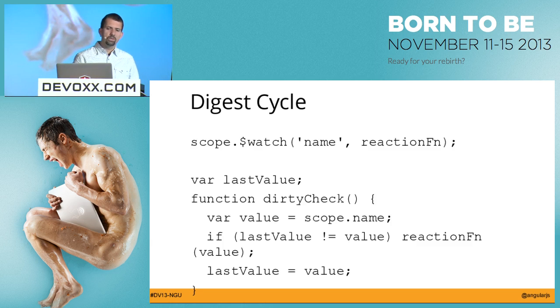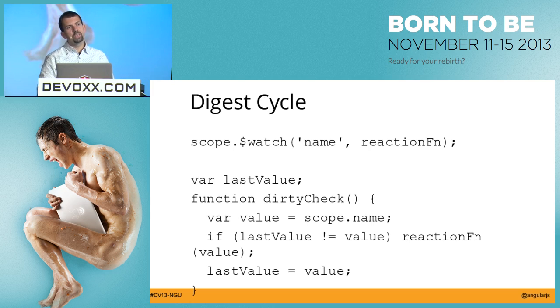So the simplest way to do this is to do dirty checking. And what dirty checking basically does, as you can see in this method over here, is you simply remember the last value. Whenever somebody calls dirty check, I'm simply going to look up the new value of the system and compare it to the last value. If the values are not the same, I will call the reaction function, and I will remember the new value for the next iteration. So this is basically how change detection happens in Angular.